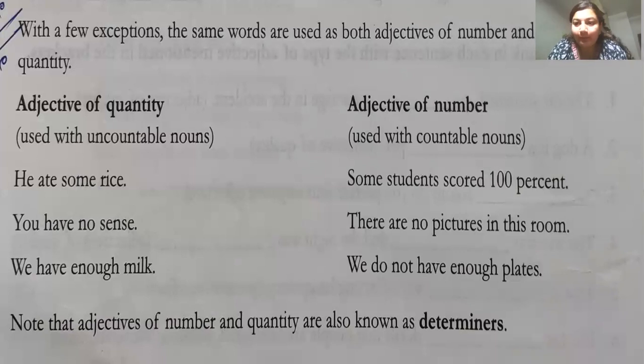As I told you in the previous slide itself, there are certain words जो uncountable noun as well as countable nouns दोनों के साथ में use होते हैं. With a few exceptions, the same words are used as both adjectives of number and adjective of quantity. So here we can see some examples कि वो कौन से words हैं, like जो uncountable noun के साथ में भी use होते हैं, whereas countable के साथ में भी. Countable के साथ में कब use होते हैं? In a general sense, जब हमें उनका exact number नहीं पता.